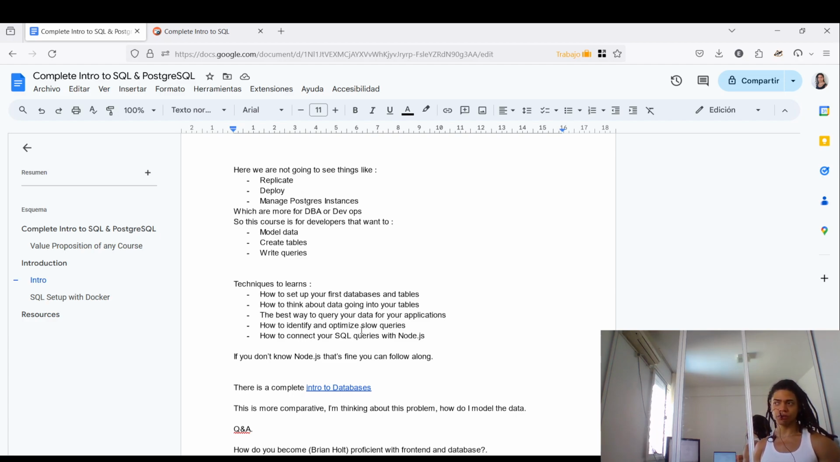Okay, so the techniques, and this is something that I want to learn here, is that first, how to set up your database using Docker. How to set up your first database and tables. How to think, very very important. First, how to set up your database and tables, relational database. How to think about this particular model, this mental model, how to think about data going into tables.